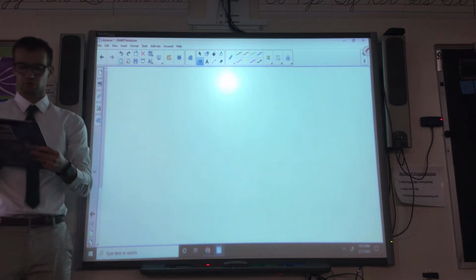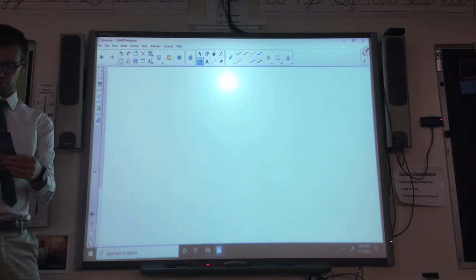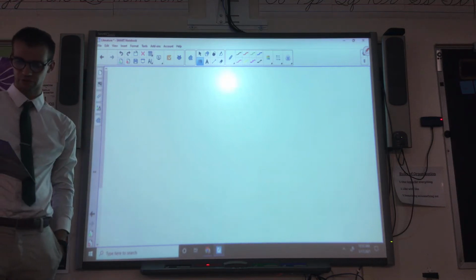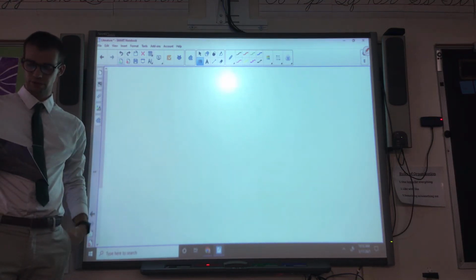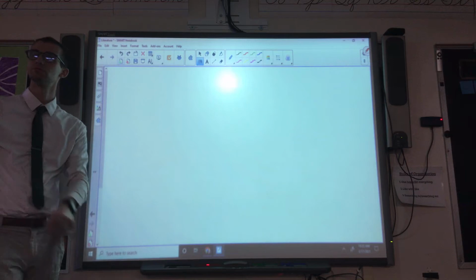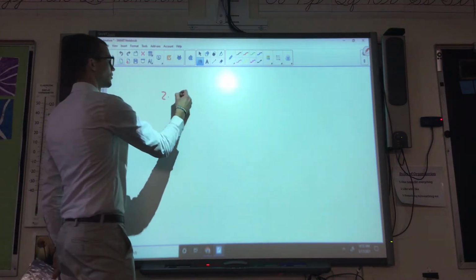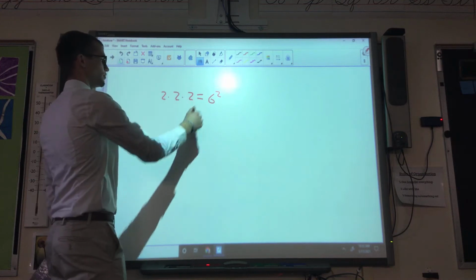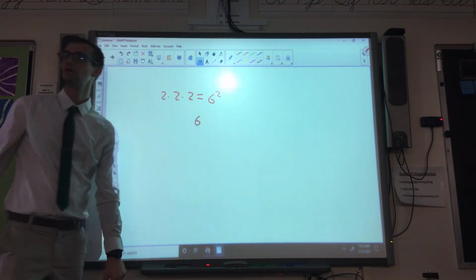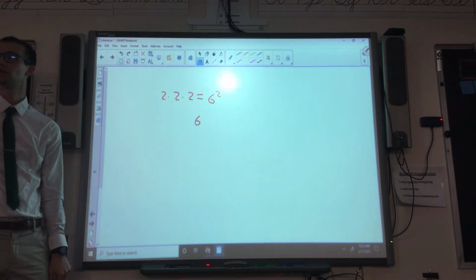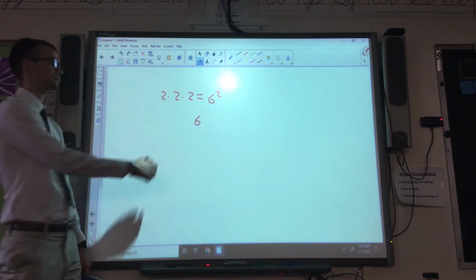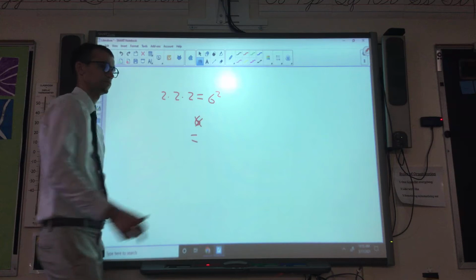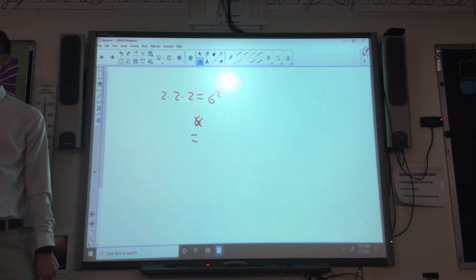Next page, we're going to skip those ones because they're boring. Guided practice on page 6. You guys can look at those. Is 2 times 2 times 2 equal to 6 squared? No. 2 plus 2 plus 2 is 6. What is 2 times 2 times 2? It's 8, yeah, but in exponential notation?